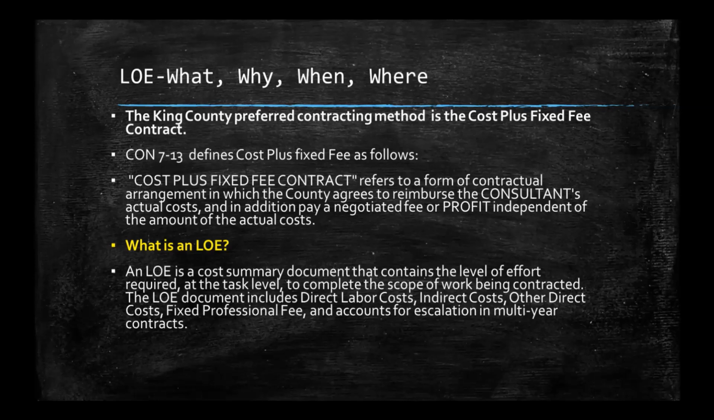What is an LOE? An LOE is a cost summary document that contains the level of effort required at the task level to complete the scope of work being contracted. The LOE document includes direct labor costs, indirect costs, other direct costs, and a fixed professional fee, and accounts for escalation in multi-year contracts.